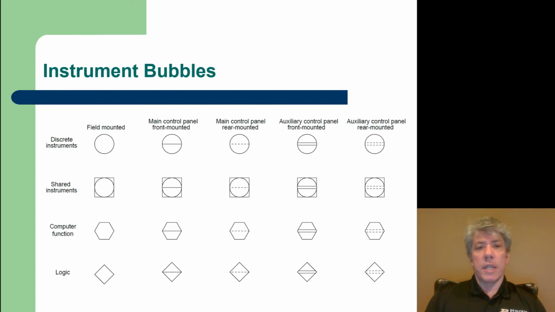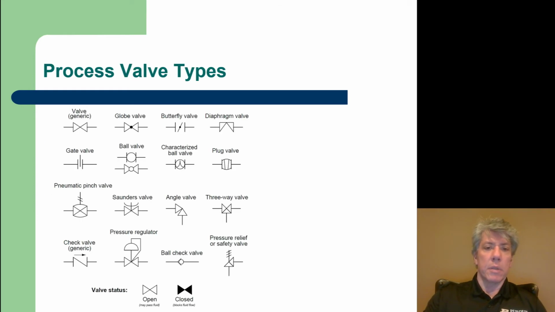Now here's some more details on instrument bubbles. We've already seen the circles and understand the various differences between the line types. But then there's also shared instruments, and we've seen a shared instrument where we had a rectangle around multiple instruments, and so you see that there with a box around it. If you have a computer that's part of the process control, then that computer should be indicated by a hexagon. And if it's some type of logic operation, then you use a diamond for that. So these are instrument bubbles that are also standardized.